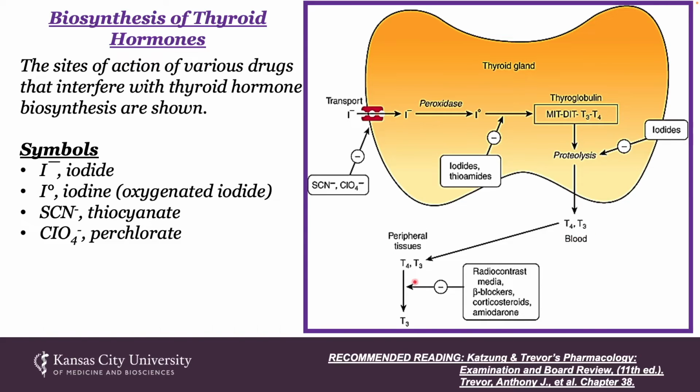In the peripheral tissues, T4 is converted to T3, and beta blockers, corticosteroids, and amiodarone inhibit that conversion. And it turns out radiocontrast media also has an inhibitory effect on the conversion of T4 to T3 in peripheral tissues, something to be aware of. Now, thiocyanate and perchlorate are environmental contaminants that themselves inhibit the uptake of iodide and all subsequent downstream steps. Also something to be aware of.